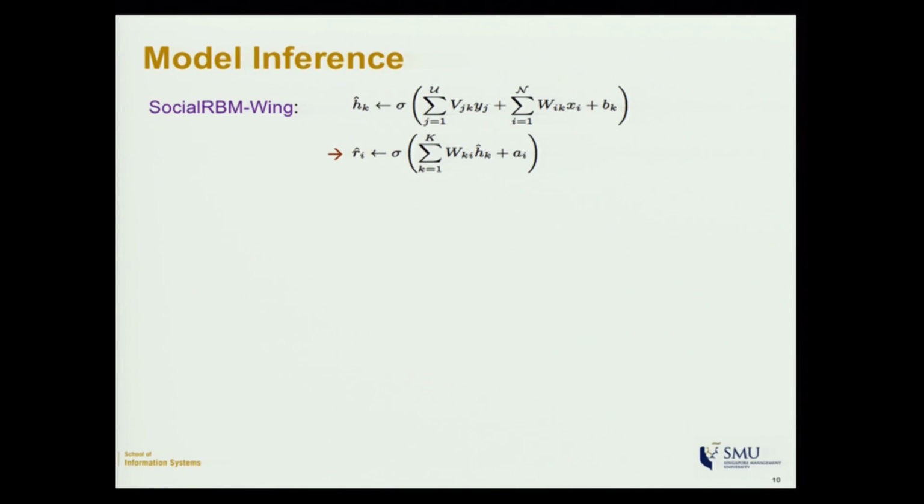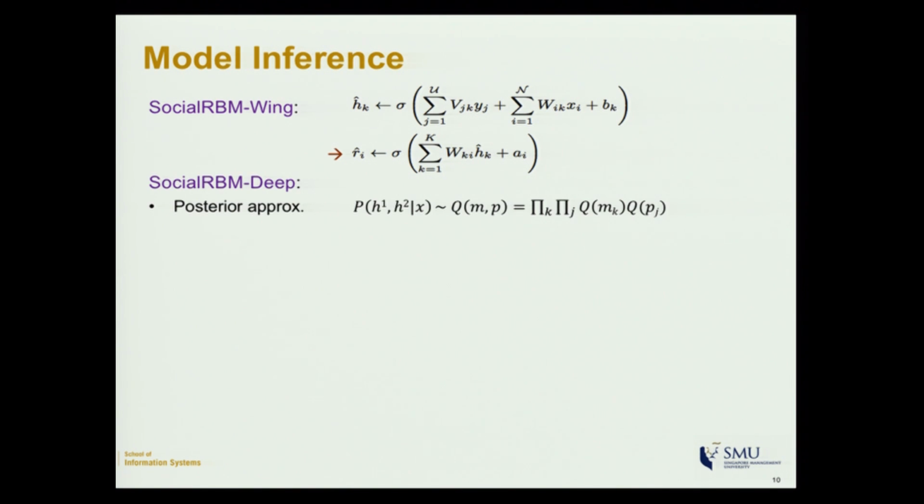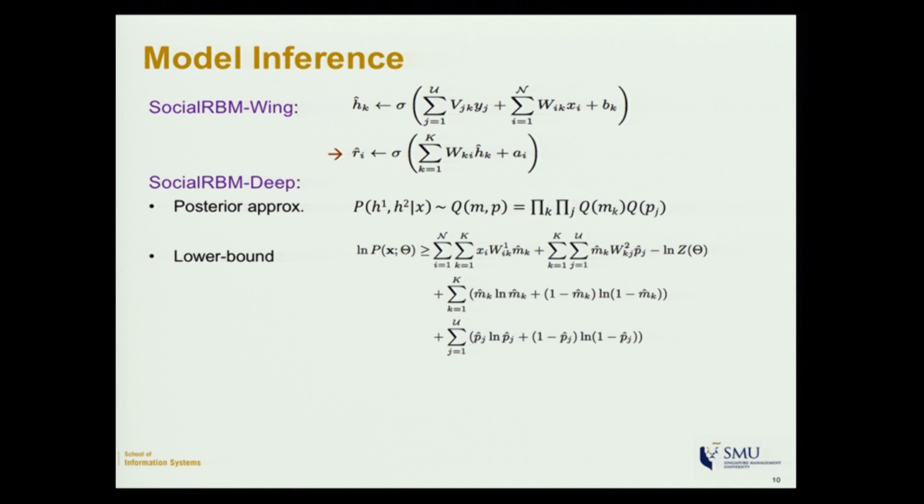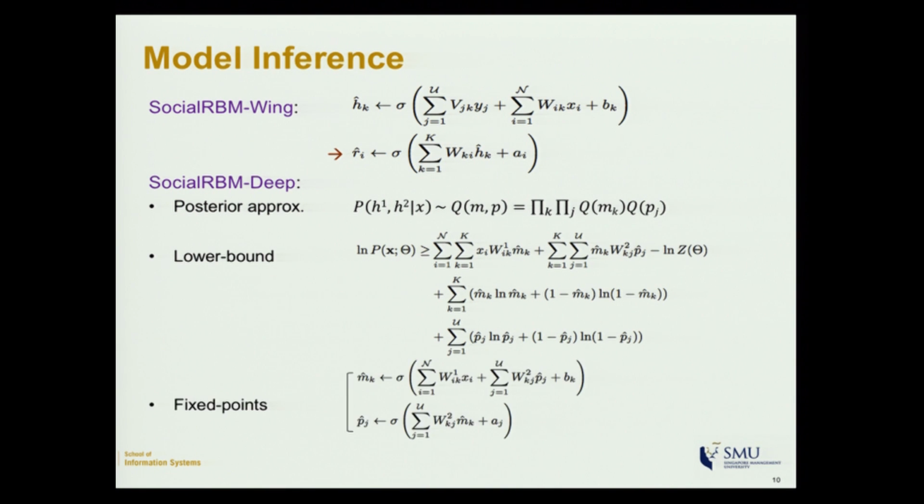So given the observation, we at first infer the hidden layers, and then we generate the ratings. In the social IBM diff, we use the fully factorized approximation for the posteriors, and we maximize the lower bounds with the variational parameters, and we find the peak points. And then we generate the RI with the property to activate the item I's, and we rank that RI to find the top.